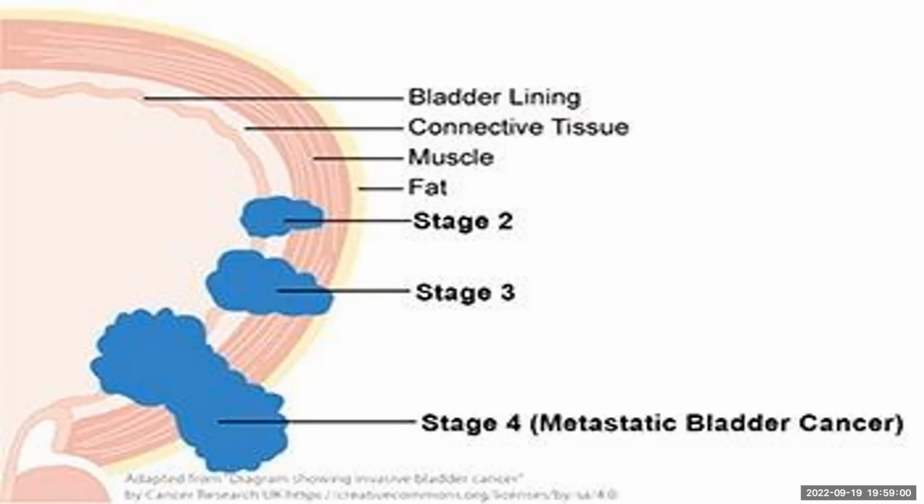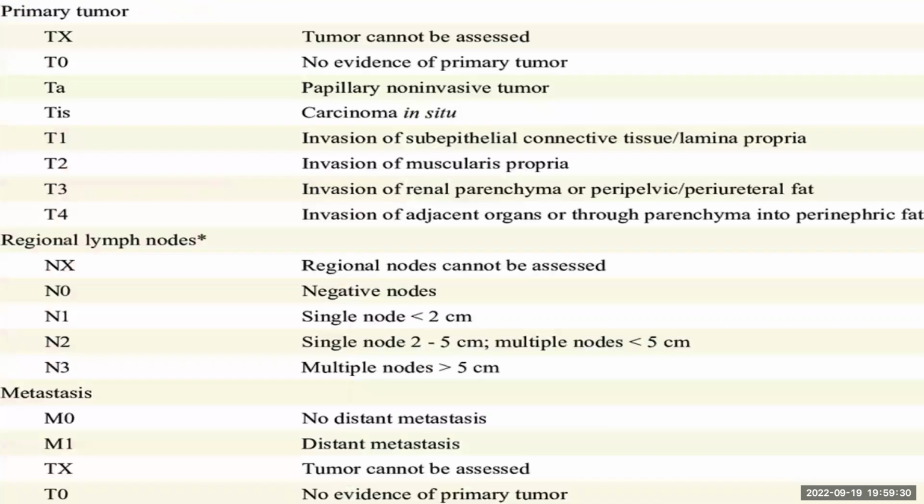See the changes, how the bladder is affected. See the bladder lining, the connective tissue. Stage 1, stage 2, stage 3, and stage 4. In stage 1, it is just inside the bladder lining. In stage 2, it has crossed the connective tissue and reached the muscles. In the third stage, it has reached the fat, and in the fourth stage, it is a metastatic cancer, which means it has come outside the bladder and affected other portions.